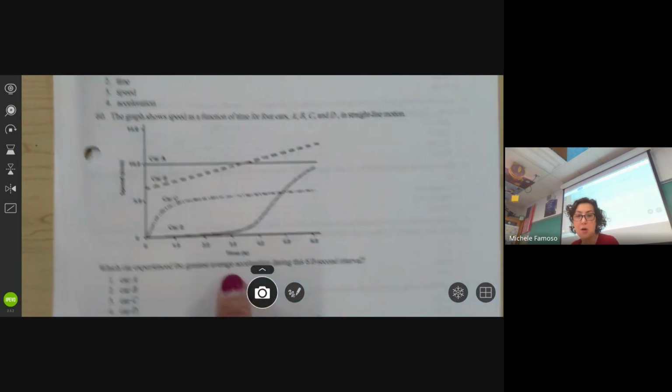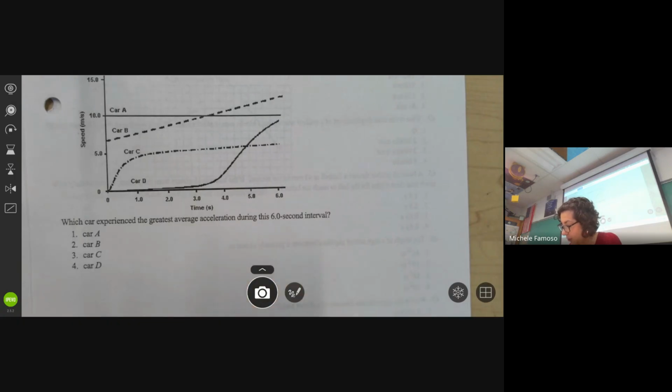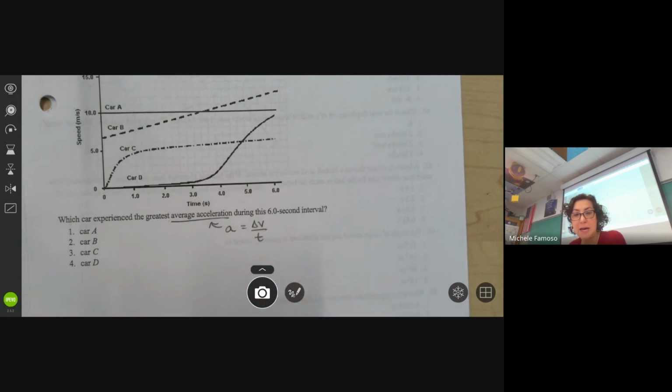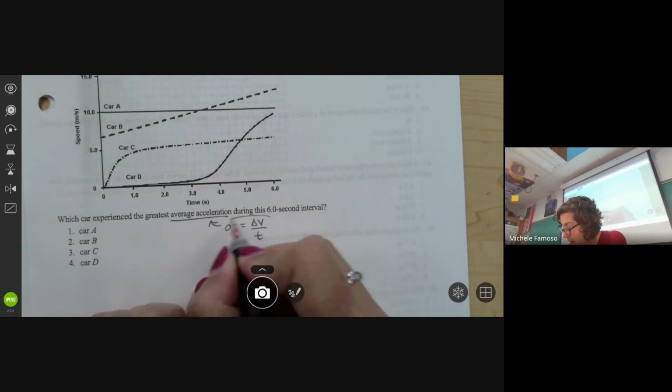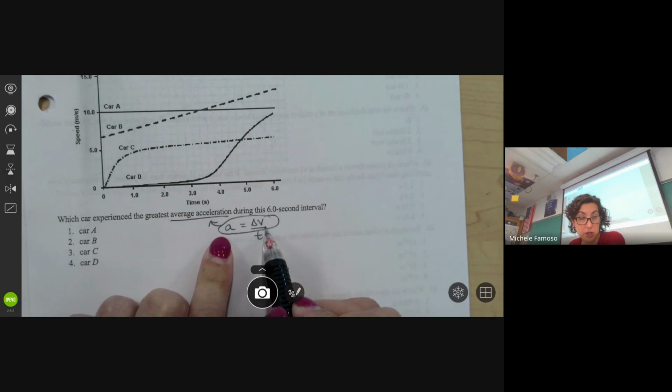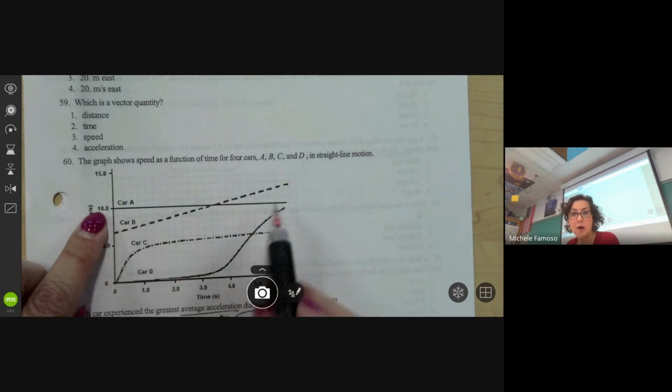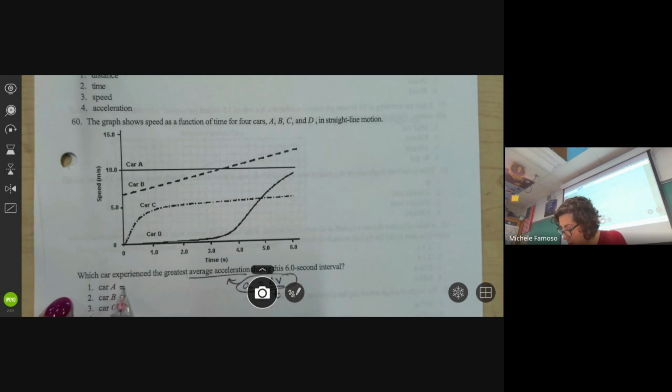Number 60. This is a graph of speed versus time, and I want to know which one has the greatest average acceleration in that 6 seconds. The greatest average acceleration would be found using the change in the velocity over the time, which means that if they're all the same time, I'm really just looking at the direct relationship between the velocity change and the acceleration. If I look at car A, notice that car A is a horizontal line. So the change in velocity there is 0, which means that has no acceleration.